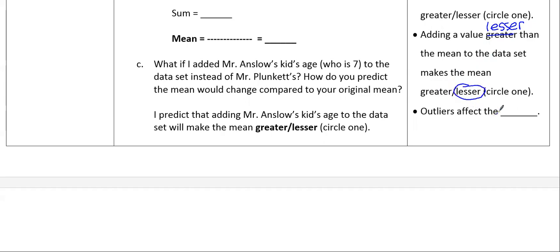The whole point of this section is to understand the mean, right? And what are outliers affecting? They affect the mean. In fact, they affect the mean a lot because they can pull the mean up a long ways or bring it down a long ways.